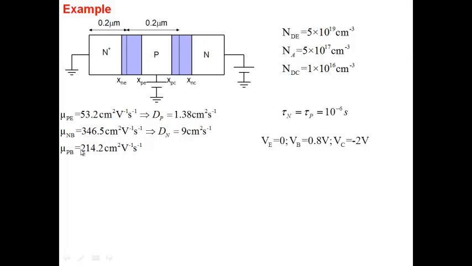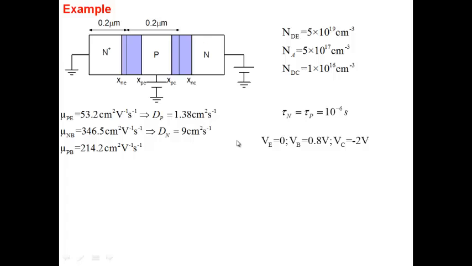Note that the mobility of holes in the base is 214, but the same holes in the emitter have a mobility of 53.2, all because of heavy doping here. There's a lot of impurity scattering, and that's why the mobility is smaller here, 53.2 versus 214.2. Once you know the doping levels, the mobilities have been extensively measured, and we have empirical expressions which tell us what kind of mobility to expect for a particular doping level. These are typical values that you would get here, DN and DP.